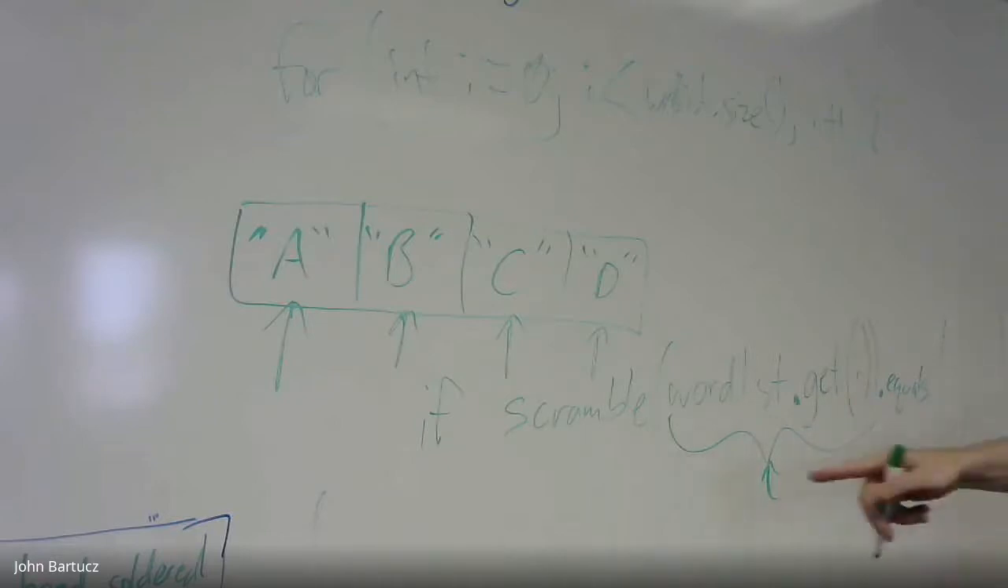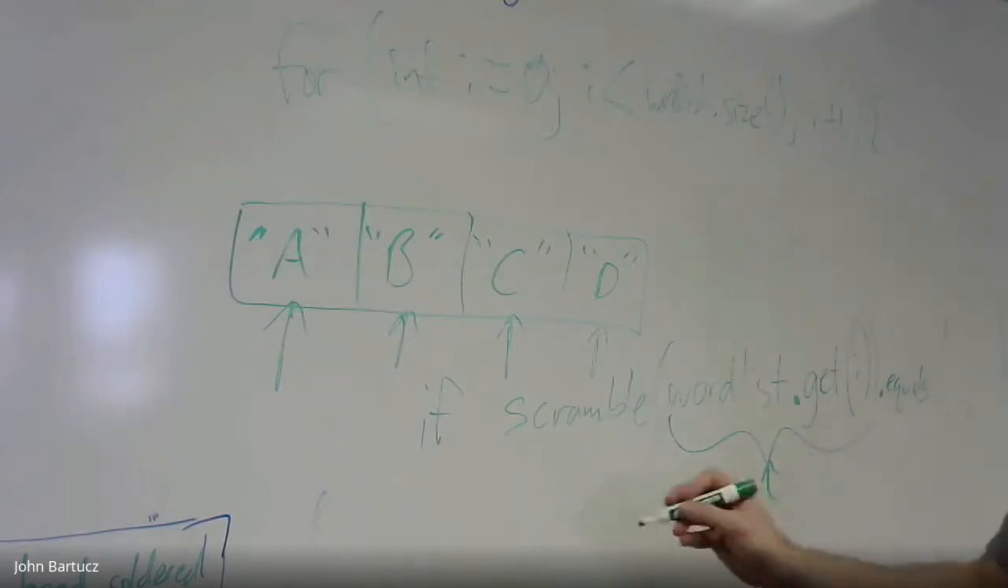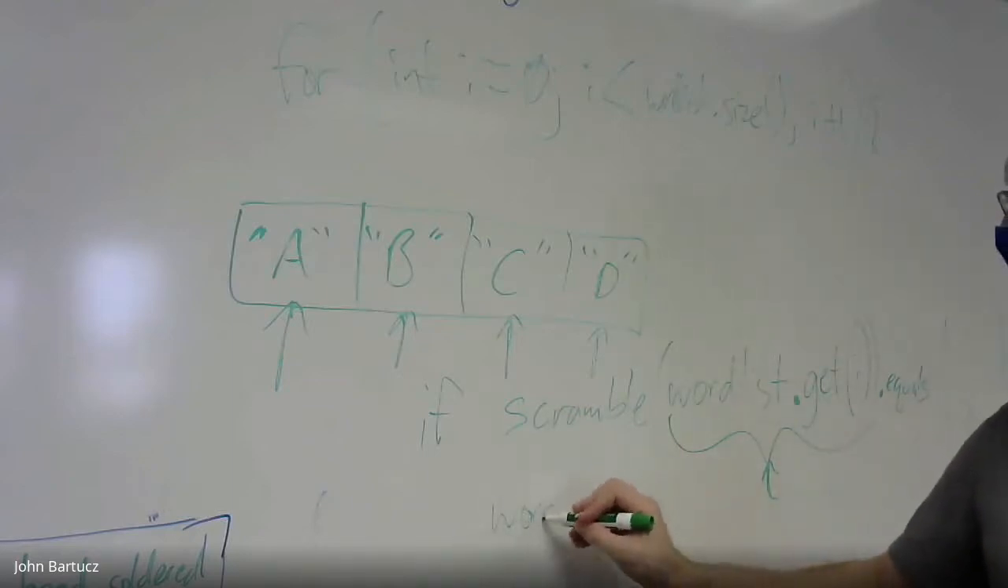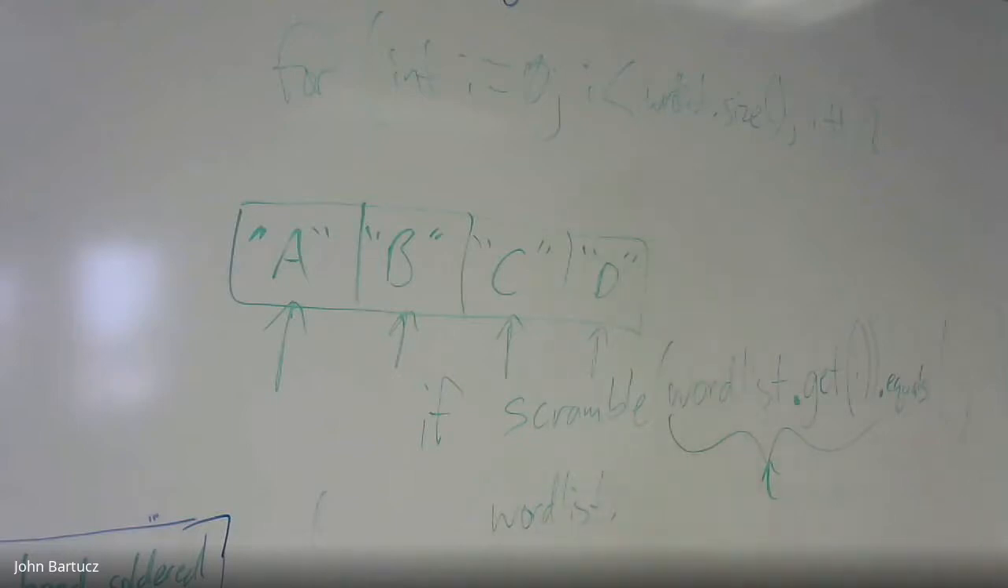So if I scramble the word list at i, and it equals word list at i, then the scramble didn't do anything. So I want to delete it. What is the problem if I say word list dot remove? Is it? I don't remember off the top of my head. Remove, yep.